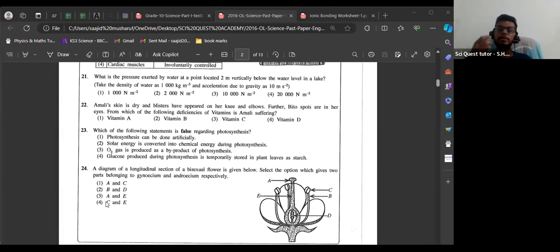I mean, it might be every answer looks similar. You cannot select the false statement or the correct statement. So in that way, it's all about a student practicing a lot. We will do a lot of MCQs, a lot of past papers. Then you will be okay.